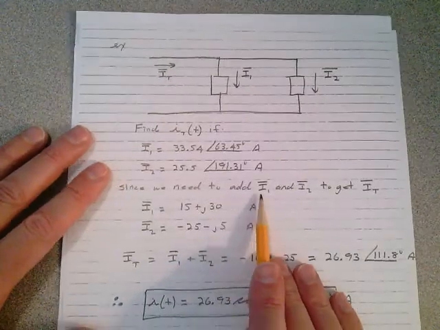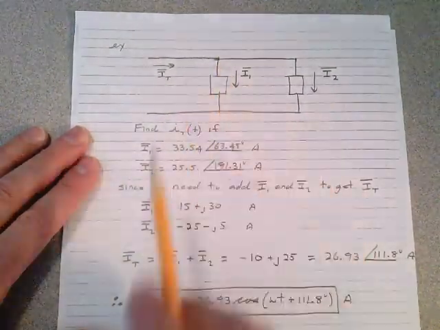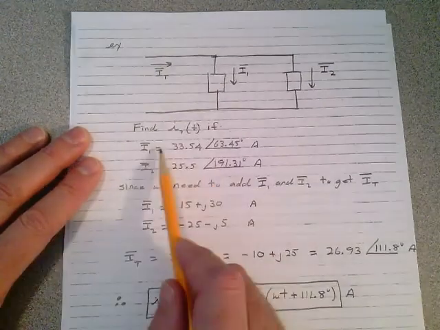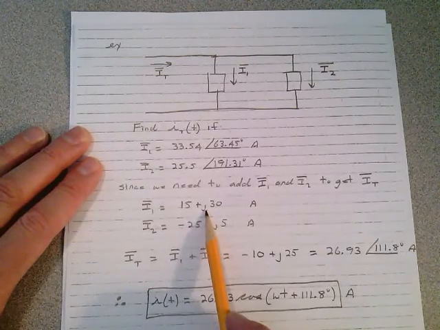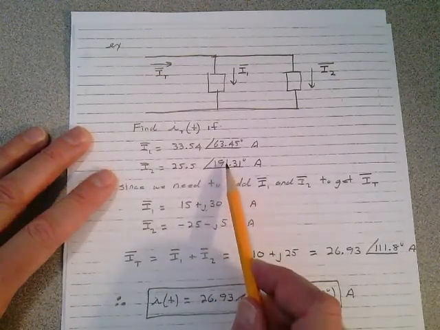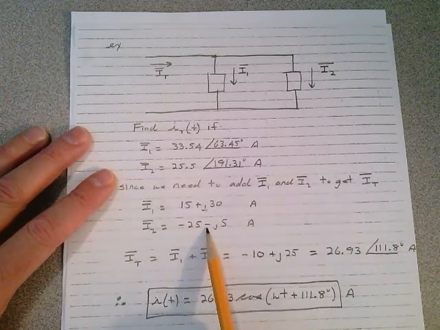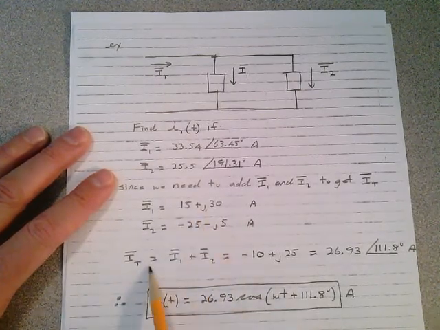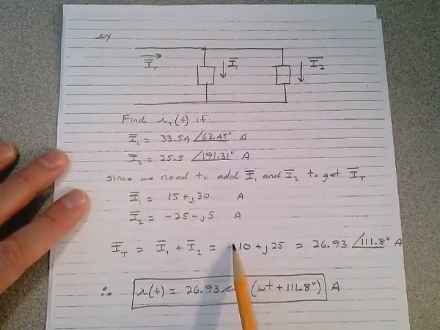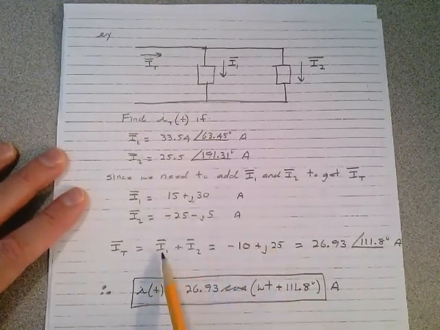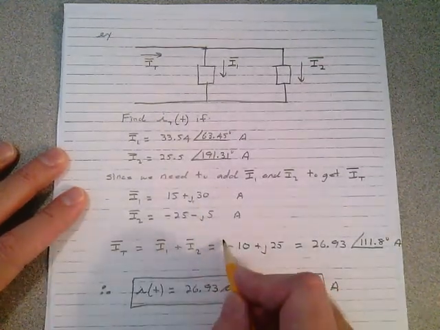Since we need to add I1 and I2 to get IT, that's Kirchhoff's current law at this node up here, we have to convert I1 from this polar form to the rectangular form, and there it is. And we have to convert I2 from this polar form to this rectangular form, and there it is. Now I simply have to add these up, and when I add them up, I get this rectangular form. Since we're adding, we want to put them in rectangular form. So far we're at this point right here.